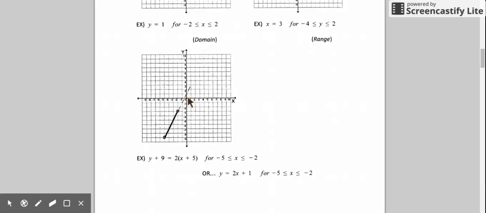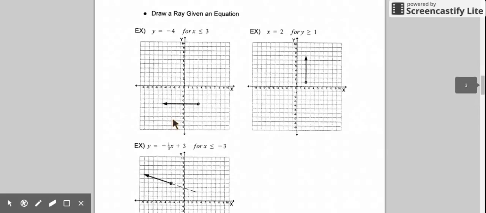Then we can verify on the graph, and it looks as if it's going to cross the y-axis at 1. But this graph only exists for x values that are in between -5 and -2. So there's our domain constraining this graph. It only exists for those x values.